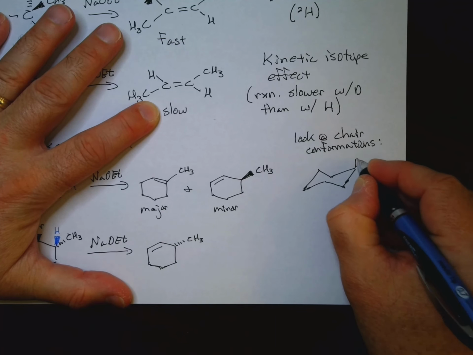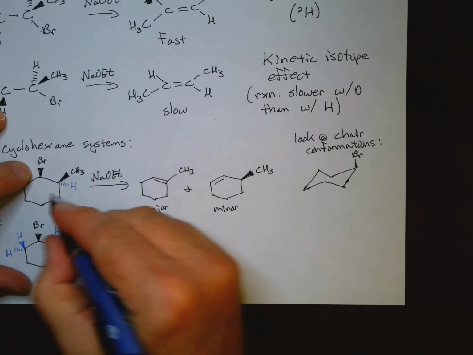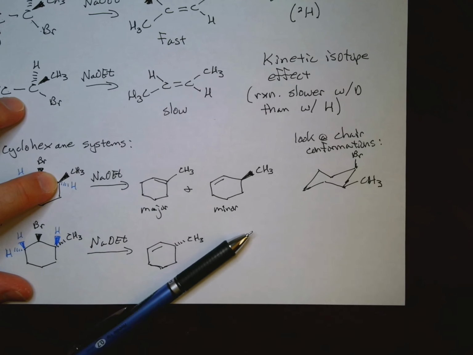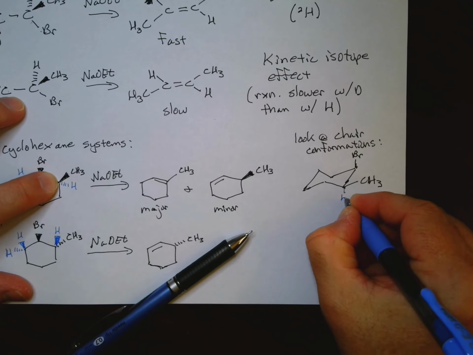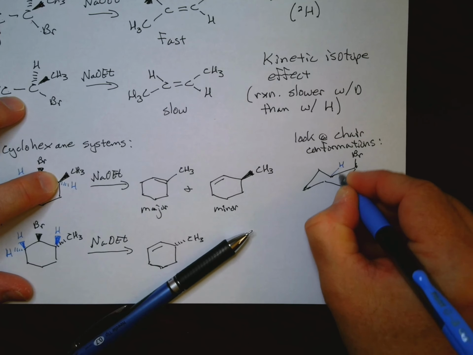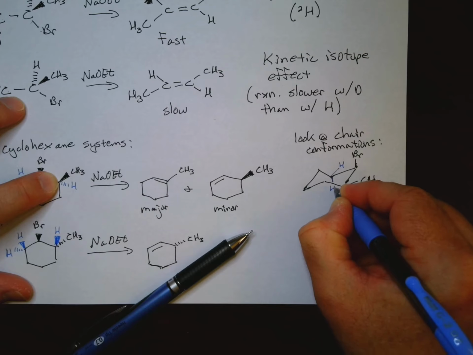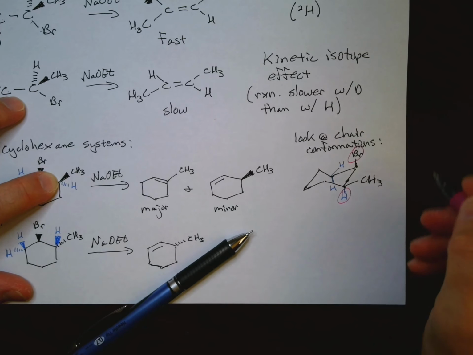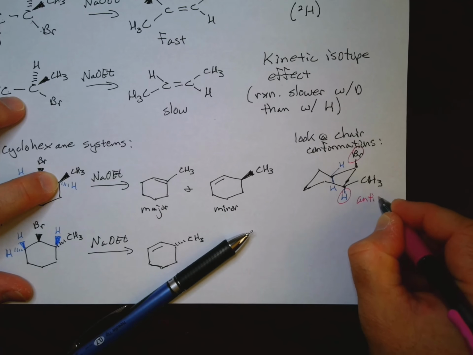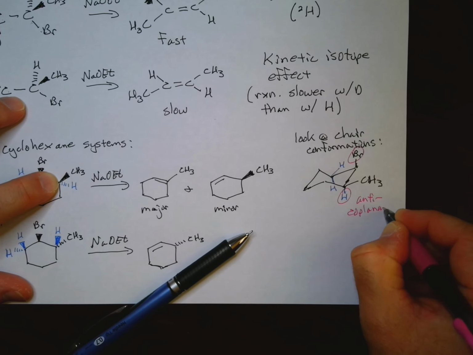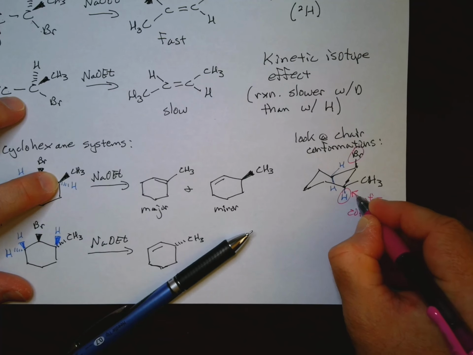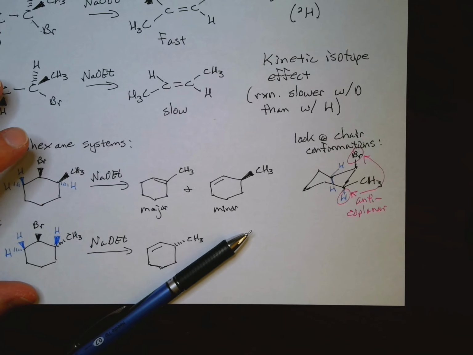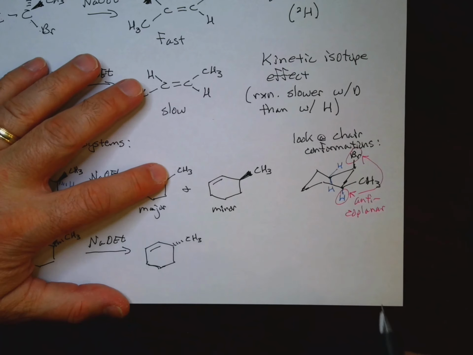It's kind of rough there, but there's my bromine, which is up. That's on carbon 1. On carbon 2 here, I've got CH3 that's up, and then I've got my proton here down. Here I've got a proton up and a proton down as well. So my bromine and my hydrogen are anti-coplanar. All right, so that's a nice ready-to-react conformation.